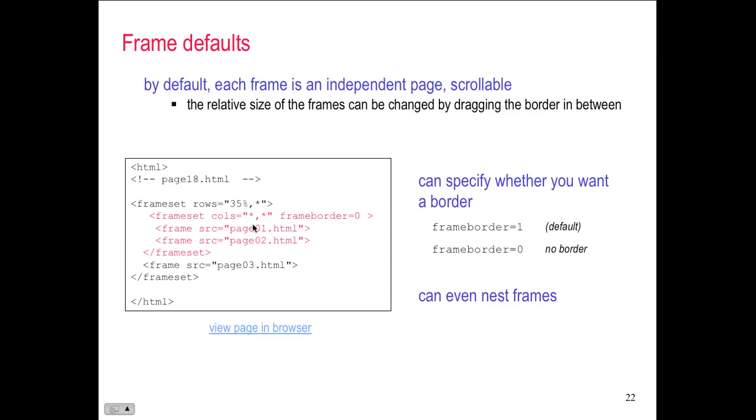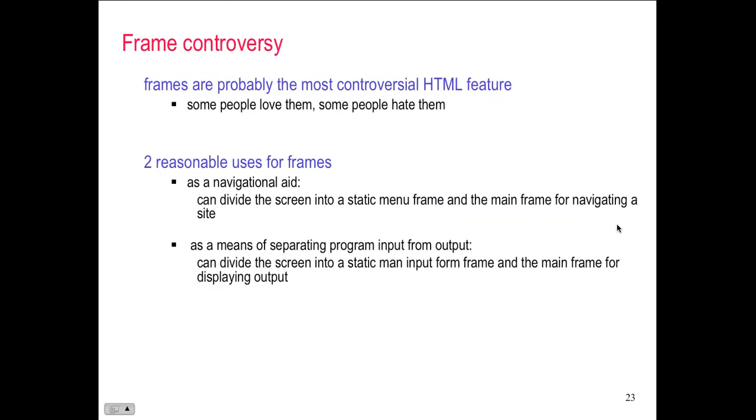Frameset columns. We can put columns in. We can put frames inside of frames. In the old days, people got so carried away with frames inside of frames, it can make the page difficult to navigate. You can specify whether or not you want a border with the 1 or the 0 for on or off, and you can even nest the frames. Here's our frame controversy. Probably the most controversial feature of HTML. Some people love them, some people hate them.